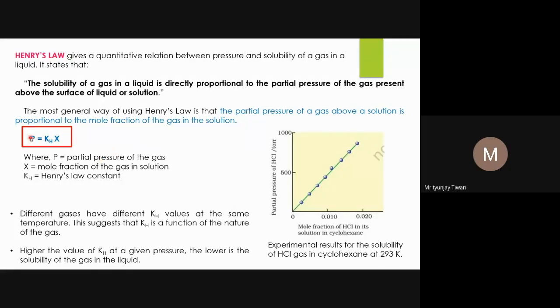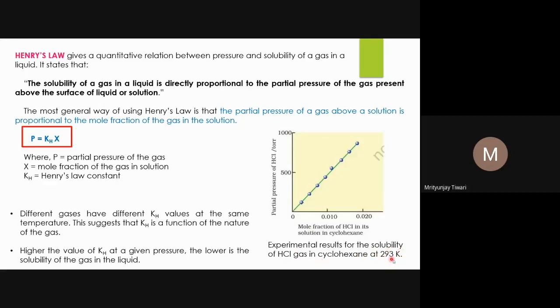It means if you plot a graph between P and X, the mole fraction, you should get a straight line, and that straight line should go through the origin. Why? Because if X is 0, P will be Kh into 0, which is 0. And if P is 0, X will be 0 as well, since 0 divided by Kh is 0. So it should go through the origin.